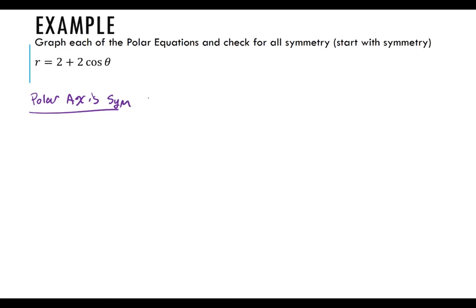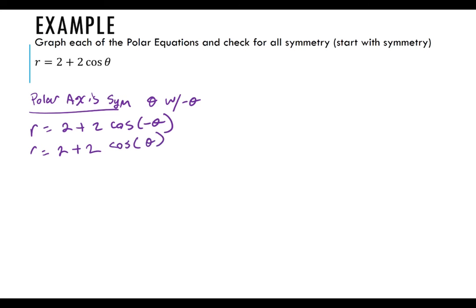So to test polar axis symmetry, what we need to do is we replace theta with negative theta. Alright, let's try it. So we get r is equal to 2 plus 2 cosine of negative theta. We then have that r is equal to 2 plus, well, cosine is an even function, recall. Therefore, cosine of negative theta is exactly the same thing as cosine of positive theta, and therefore we can say yes, we have polar axis symmetry.